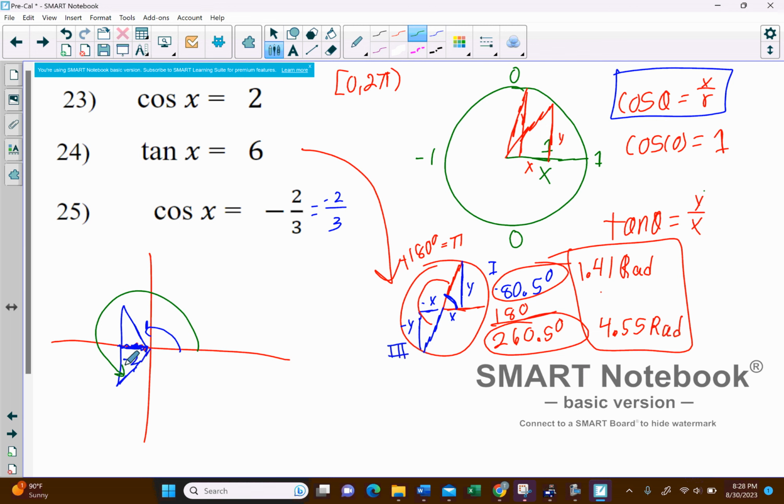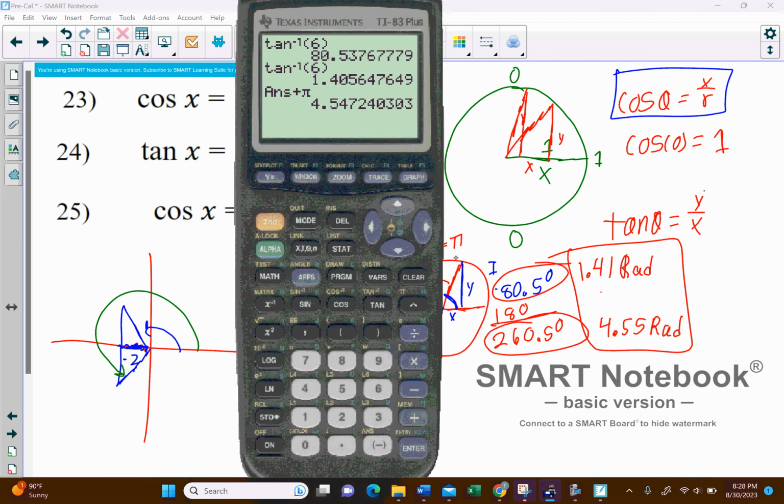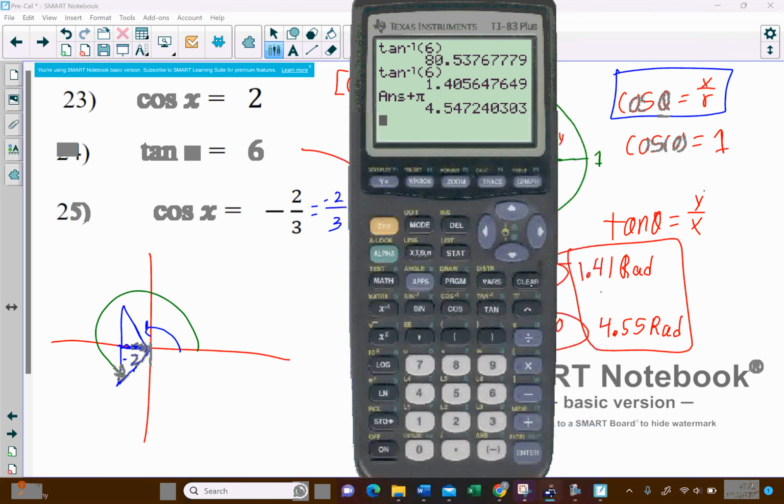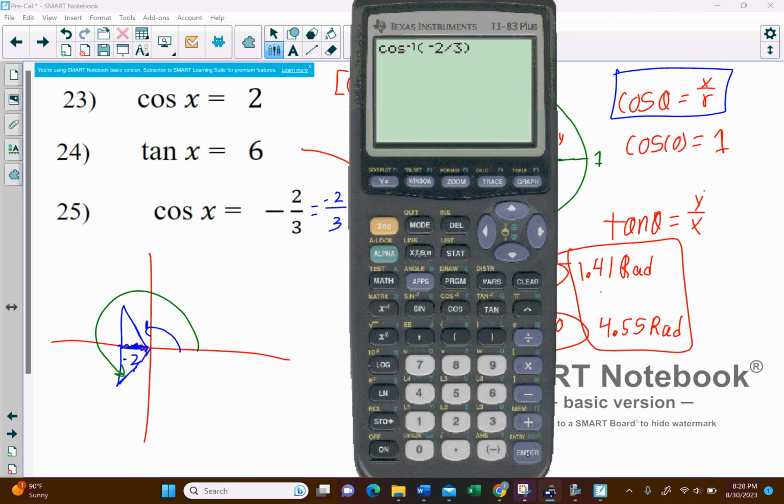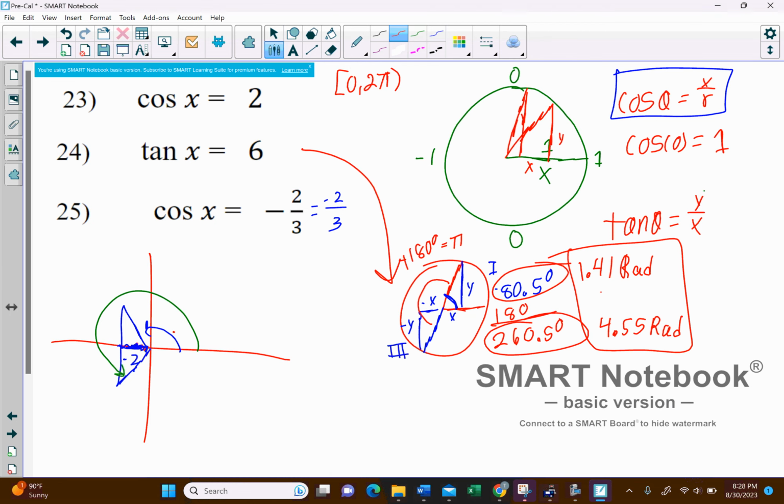Because when you put this in the calculator, it's going to give us... well, let's go ahead and see what we get, because we're going to have to be careful. We want to make sure we're within our parameters. So let me clear this out. So we'll do the cosine inverse of -2/3. And so it gave me the first one right there in blue. So that's 2.30. So this angle right here is 2.30.